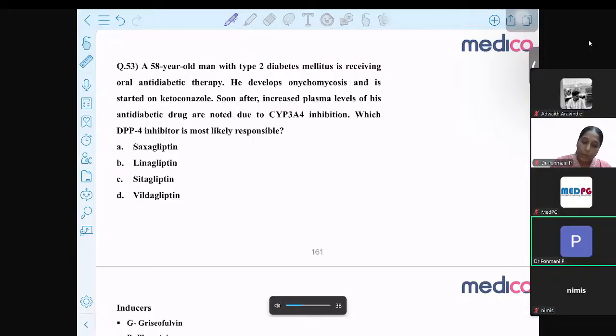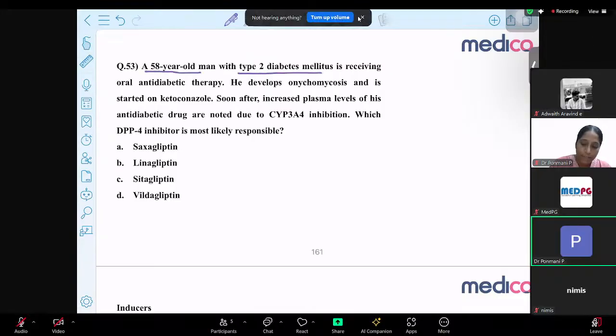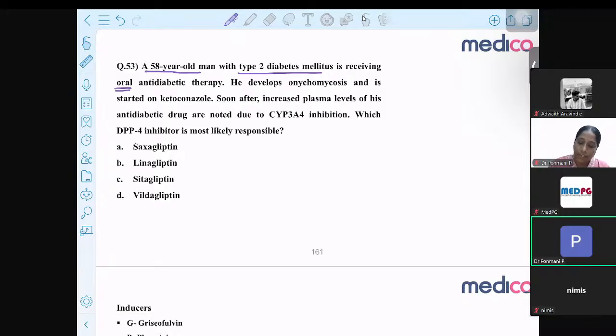So here we have a 58-year-old man with type 2 diabetes mellitus, and he is receiving an oral drug therapy. He has developed some mycosis, onychomycosis, and he has been started on ketoconazole. Soon after, increased plasma levels of his anti-diabetic drug are noted.